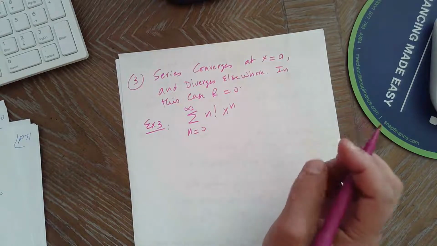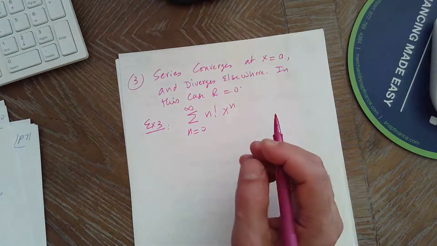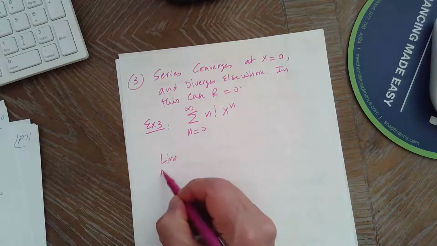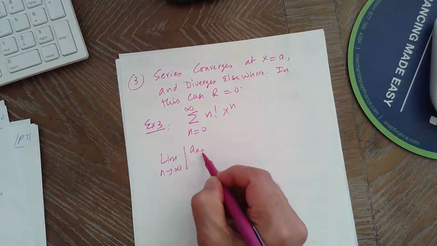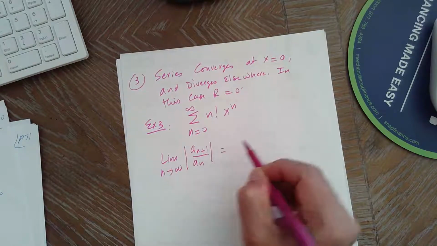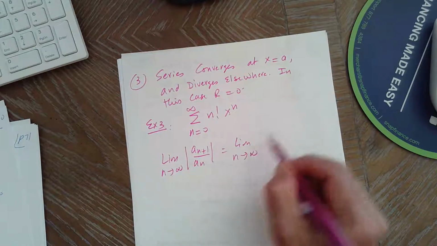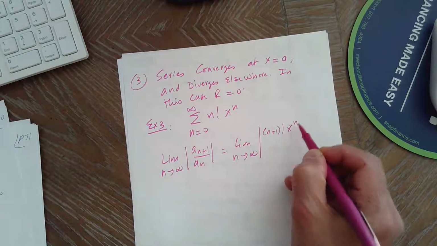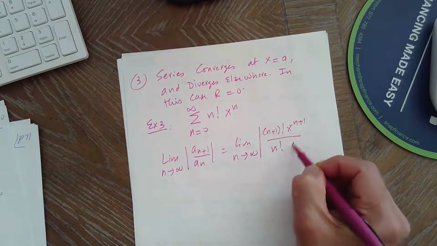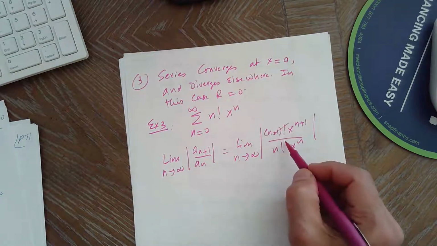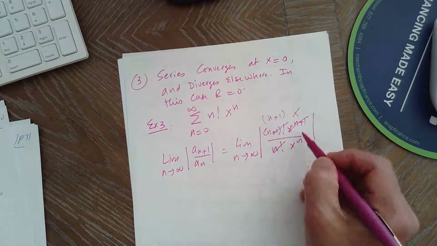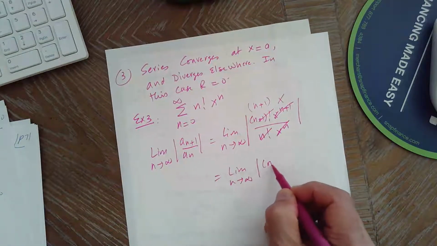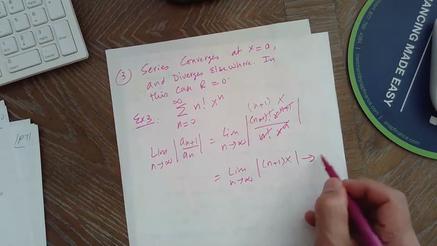If you try the ratio test like we did in the previous one, the limit of a n plus 1 over an as n goes to infinity is n plus 1 factorial x to the n plus 1 over n factorial x to the n. So you get n plus 1 times x, which goes to infinity.